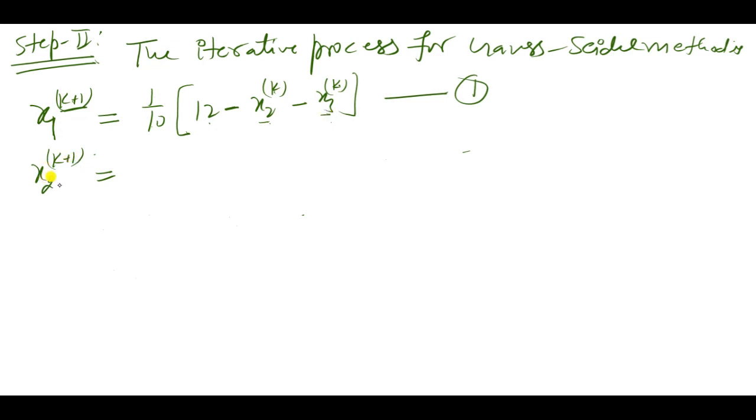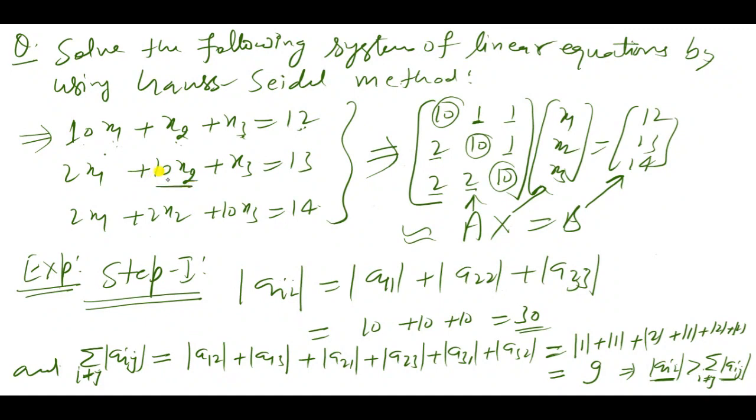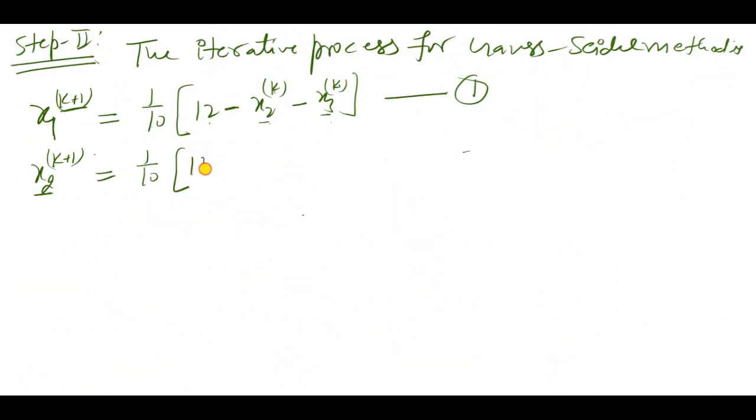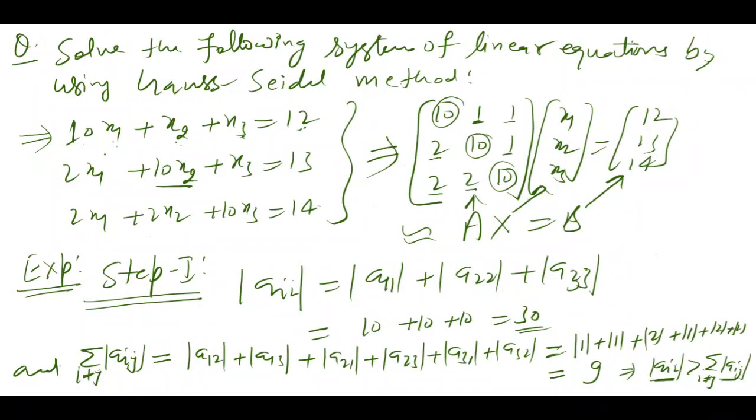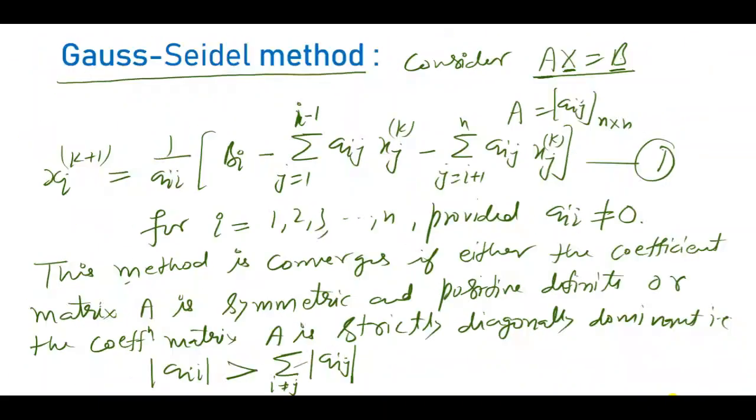Now the (k+1)th approximation of the unknown x2 is equal to 1/10, because in the second equation the coefficient of x2 is 10, so this will be 1/10 [13 - ...], according to the iterative scheme for the Gauss-Seidel method denoted in equation 1. So bi, that is the right hand side, minus summation j = 1 to i-1 of aij xj minus summation j = i+1 to n of aij xj to the power k.